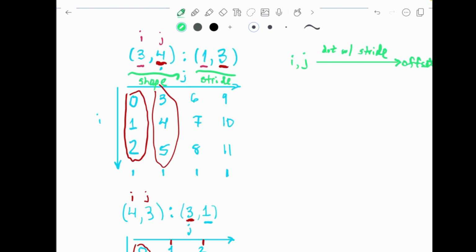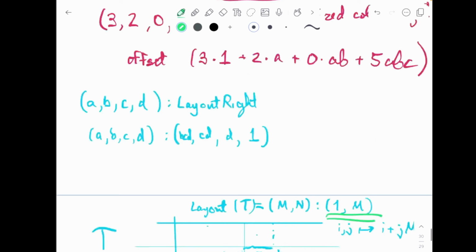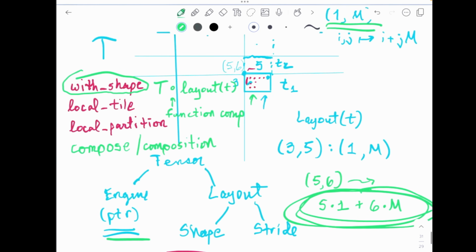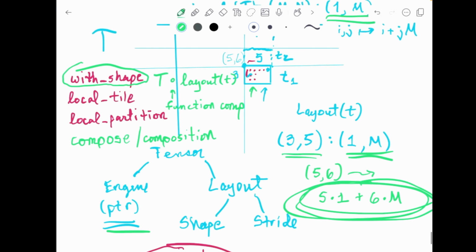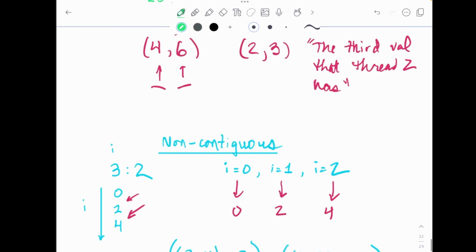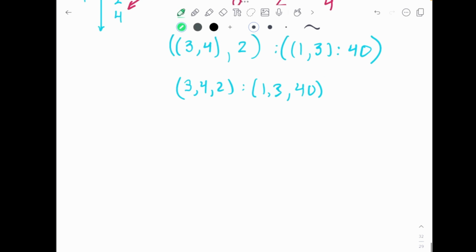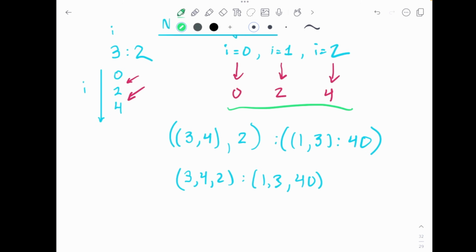We also noticed that the subtile has the same stride as the original tensor, but a different, smaller shape, and a different base offset. This sums up what we said so far. And then we saw that these tensors don't need to be contiguous in the things that they output. For instance, this one skipped 1 and 3.